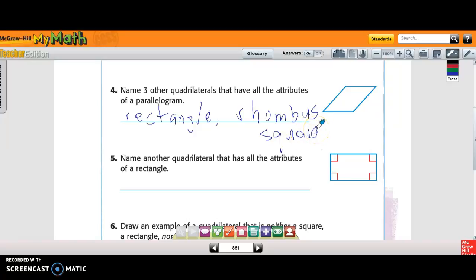Number five says name another quadrilateral that has all the attributes of a rectangle. So it has to have four sides, four right angles, and then opposite sides have to be the same length. Who would that be? Just a square.